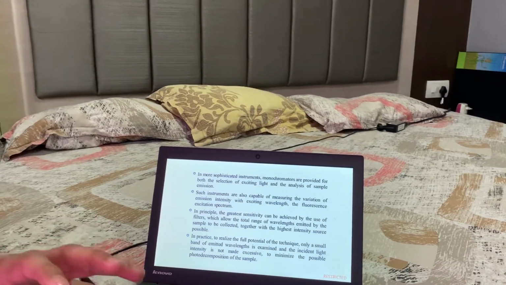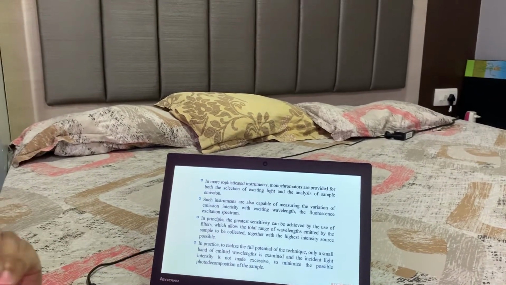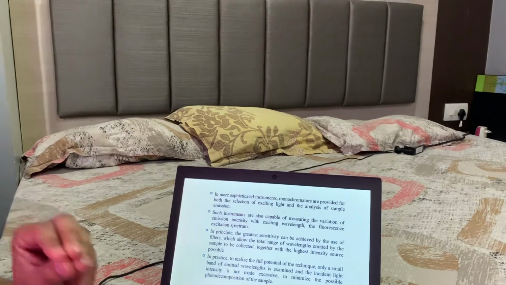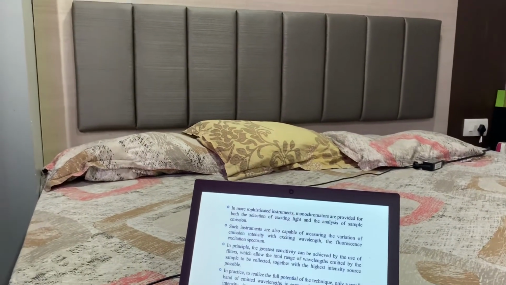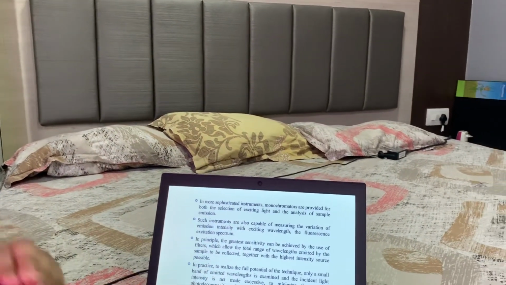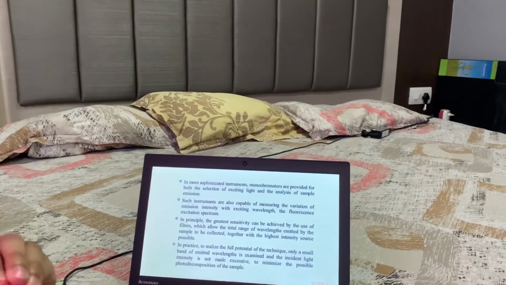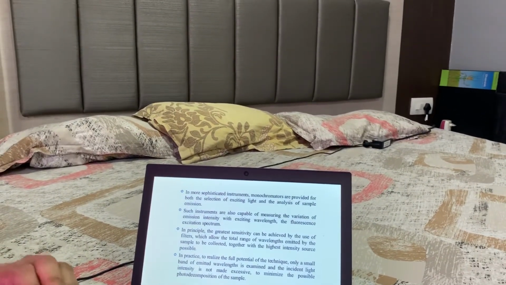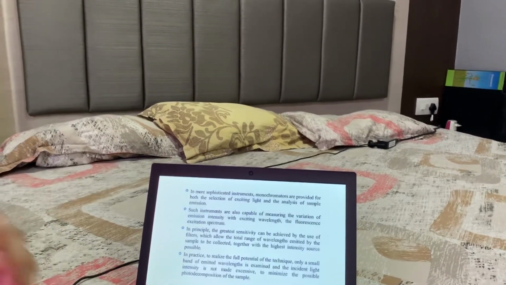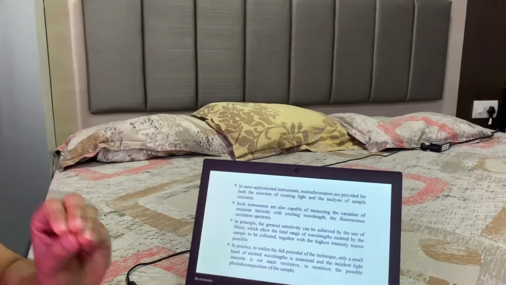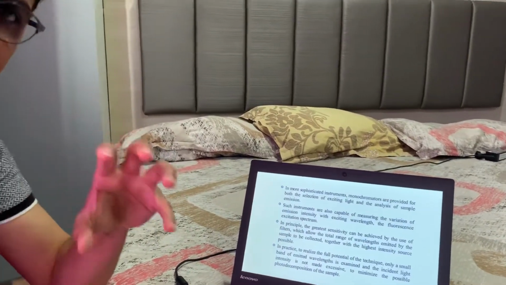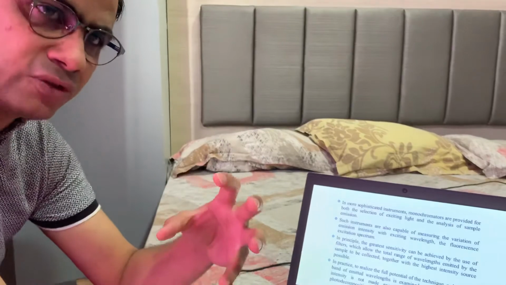In practice, if we want to consider the full potential of this technique, only a small band of emitted wavelength is examined and the incident light is not made excessive, just to minimize possible photodecomposition. So we have to remember that we have to consider these parameters when we try to measure fluorescence spectrophotometry.